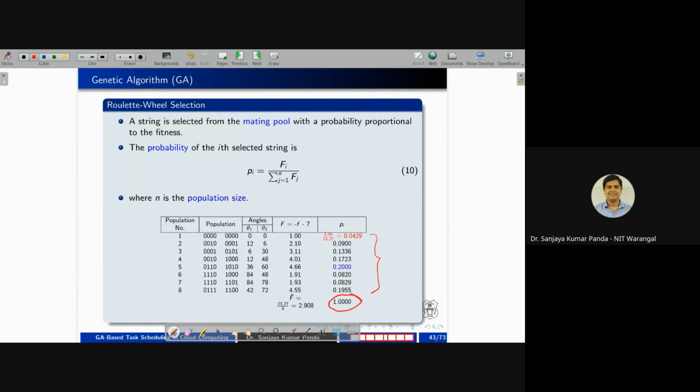Okay. As the name suggests, it is a roulette wheel, so there is a wheel. In that wheel, you can divide the wheel into a number of sections based upon this probability. For example, if it is 0.0429, let it be 5%. Similarly, this is 9%, this can be considered 13%, next is 17%, 20%, like that. So this much area will be covered by that particular population.